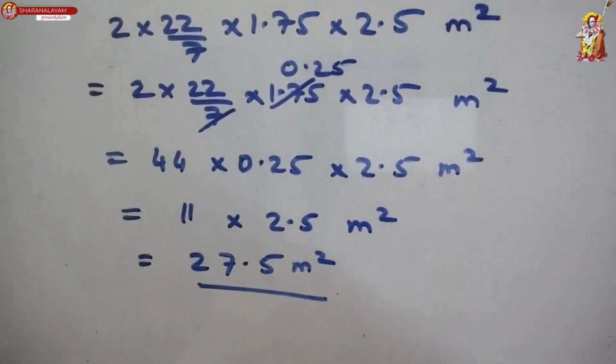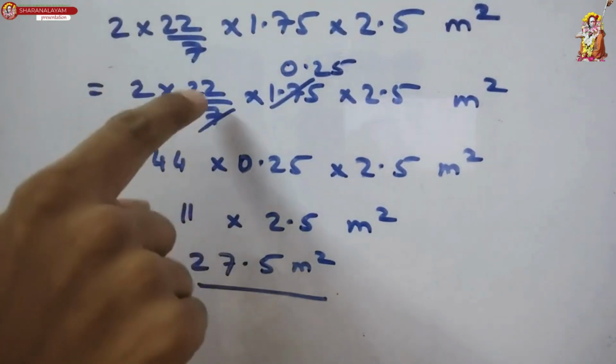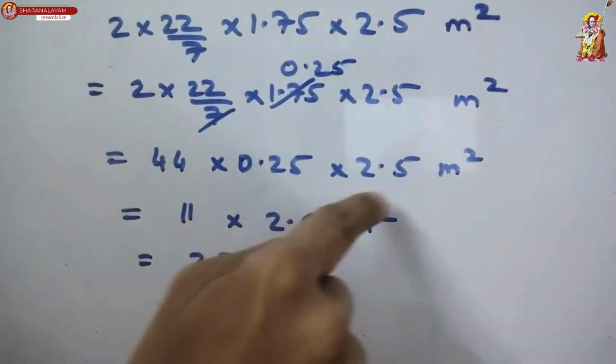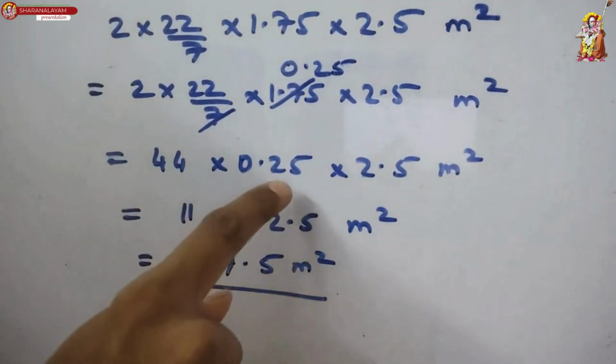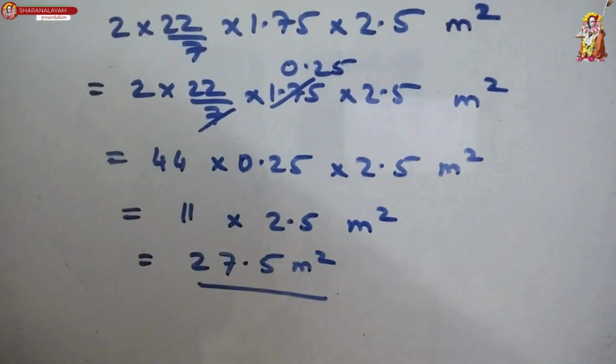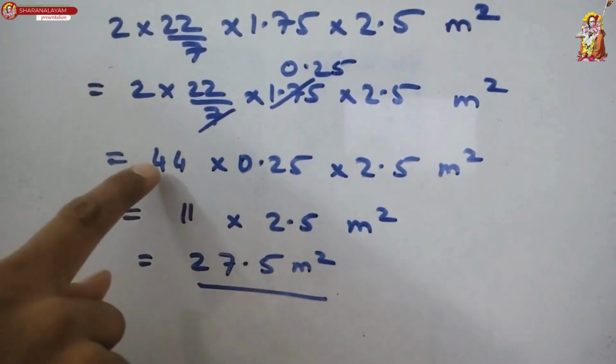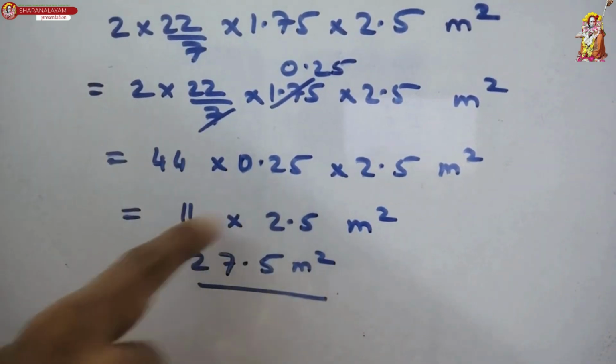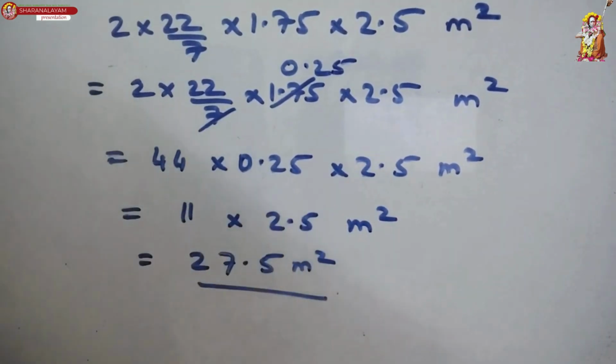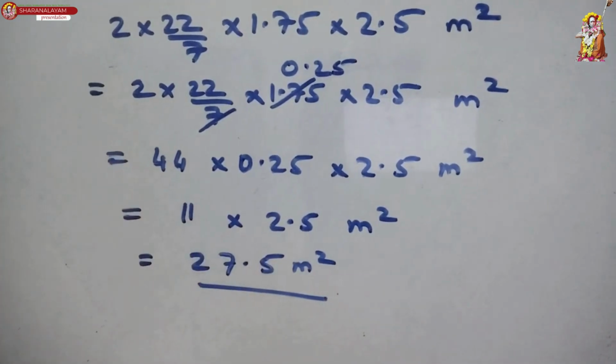Now you can see 2 into 22, 44, 0.25 into 2.5. Now you know 0.25 is 1 upon 4, the fraction 1 upon 4. So 44 into 1 upon 4 gives you 11. 11 into 2.5, that is simple, 27.5 meters square.